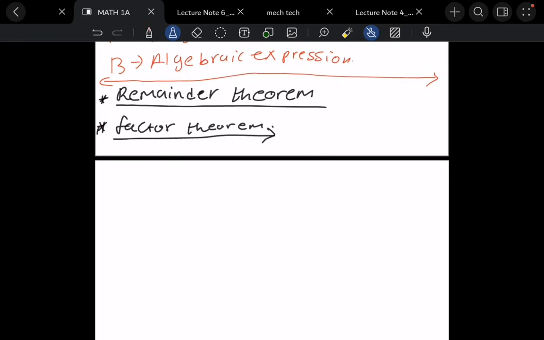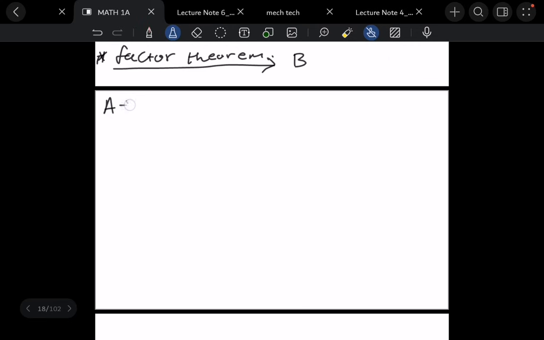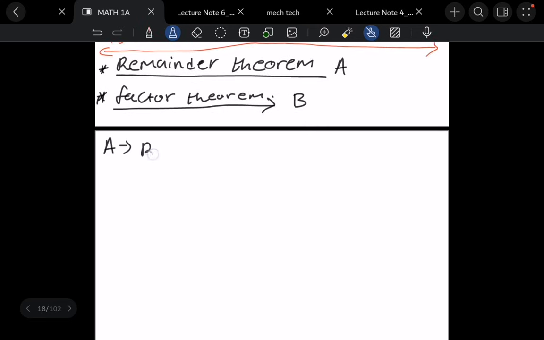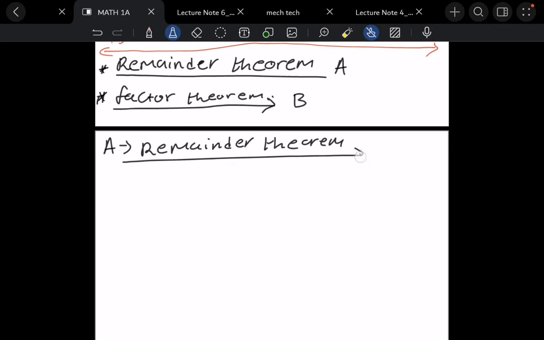I'm just going to explain a lot of theory here. The first one, let me just call this one A and this one B. A is called the remainder theorem. Guys, very, very easy. You can even tell by the name of the theorem.